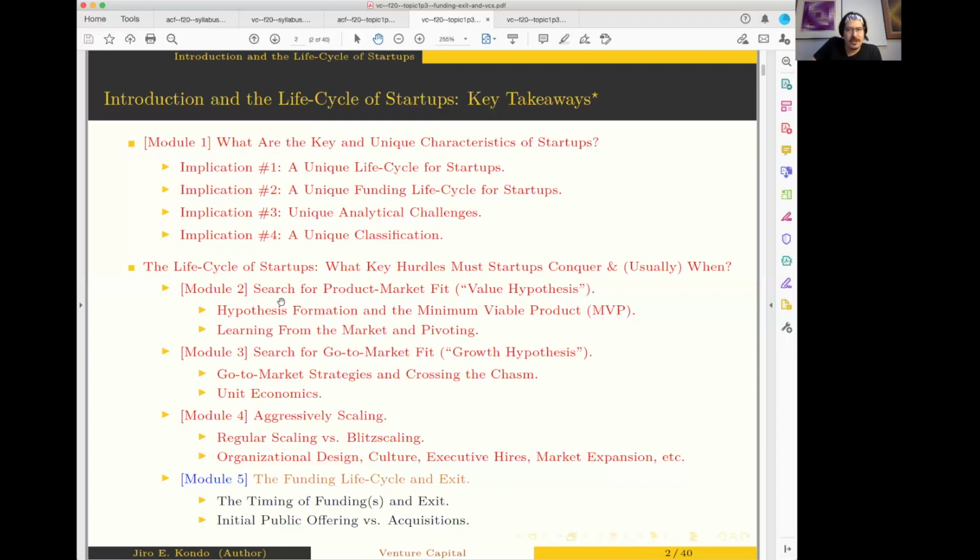And then another thing we'll talk about is the process of exit and the types of exits that occur in the real world. Exit is something that is super important with startups, especially from the perspective of investors in startups like VCs.